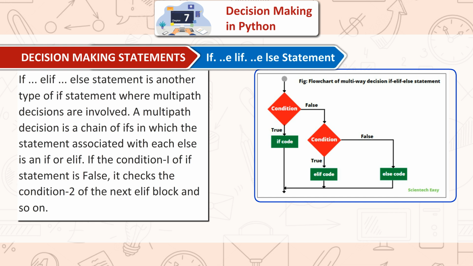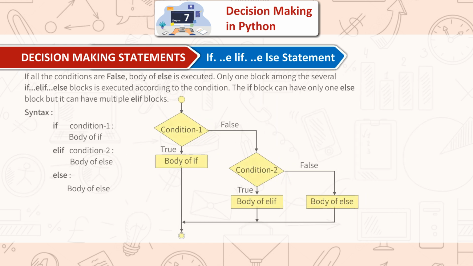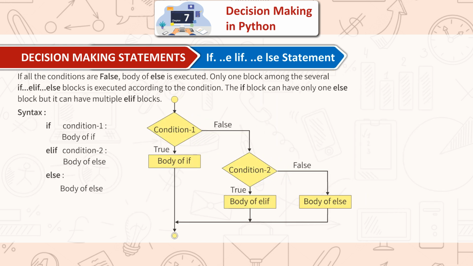If, elif, else statement. The if-elif-else statement is another type of if statement where multi-path decisions are involved. A multi-path decision is a chain of ifs in which the statement associated with each else is an if or elif. If condition 1 of the if statement is false, it checks condition 2 of the next elif block and so on. If all the conditions are false, the body of else is executed. Only one block among the several if, elif, else blocks is executed according to the condition. The if block can have only one else block, but it can have multiple elif blocks.